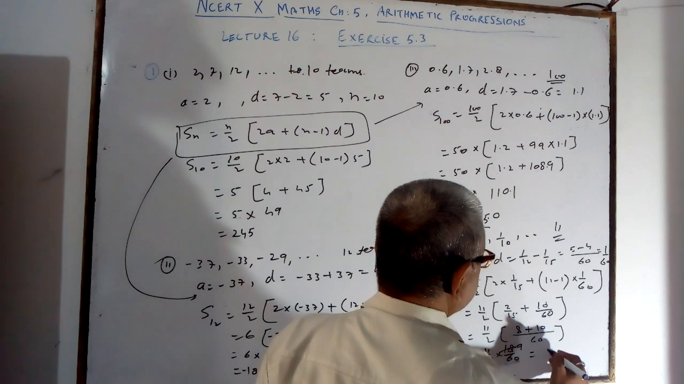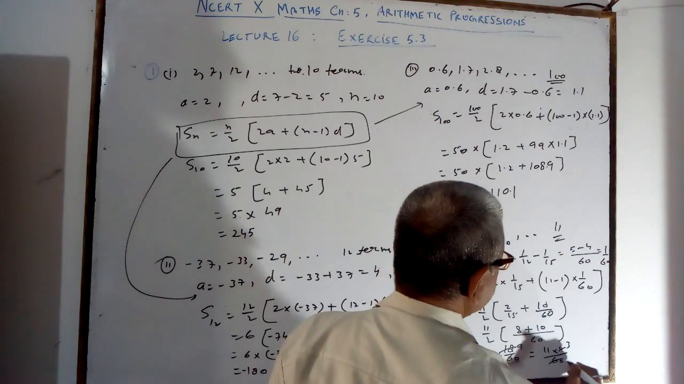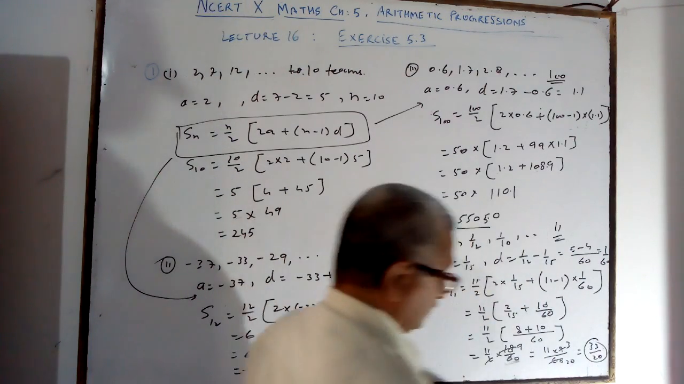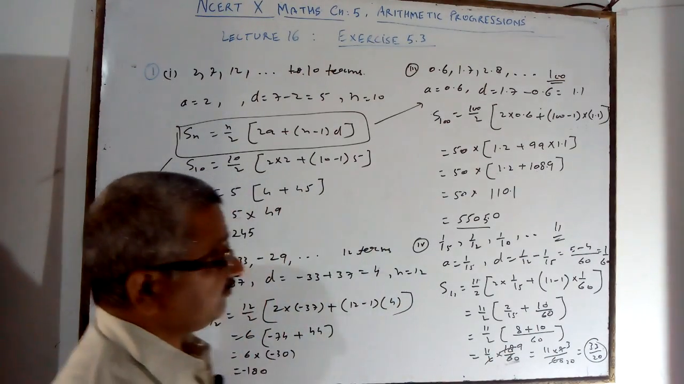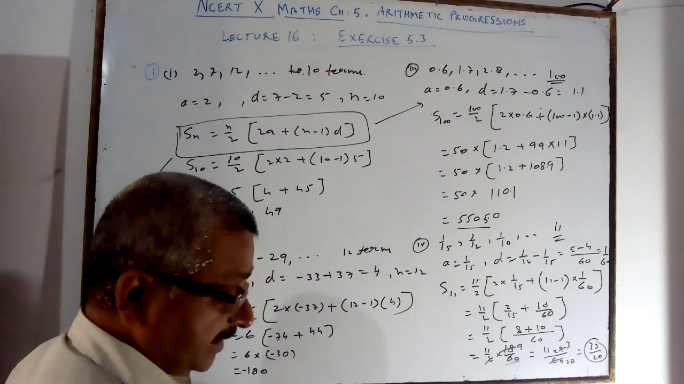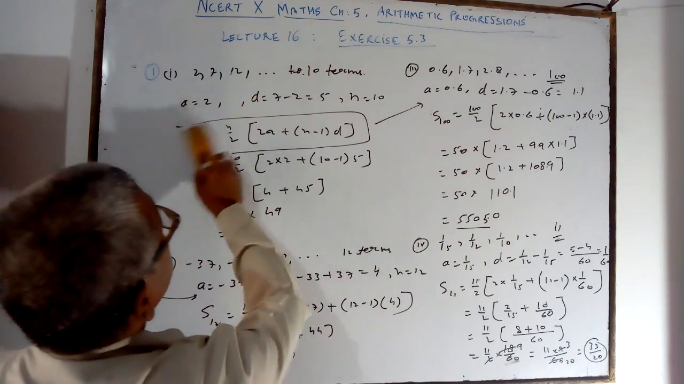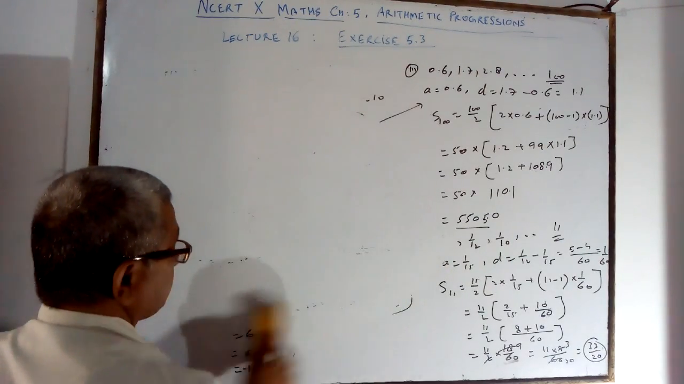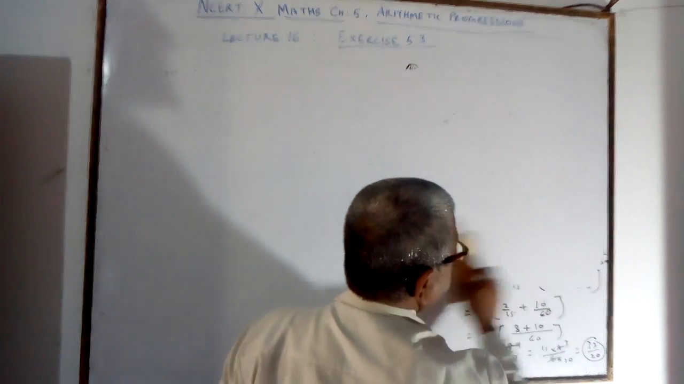You are getting 11 into 9 upon 60, 3 3s are 9, 3 2s are 6, 11 3s are 33 by 20. What is your answer? You are getting 33 by 20 as the fourth part. Now you will get question number 2. First question is over. In the exercise, like this you can get question number 2.